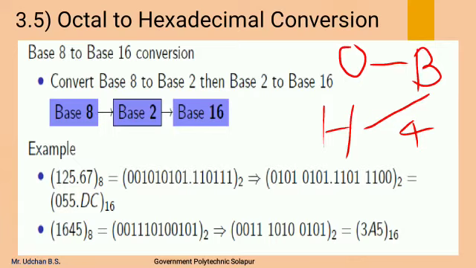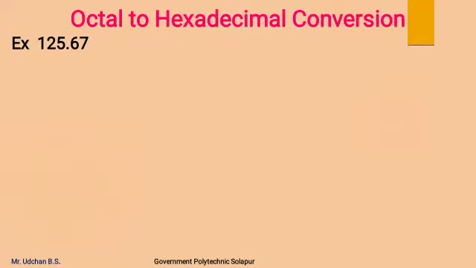Now in this the first example is 125.67. Now we will see how this given octal number can be converted into the hexadecimal number. The given example is 125.67. First we will write the given number as it is. Now we have to write a 3-bit equivalent binary number for each digit in the given octal number.